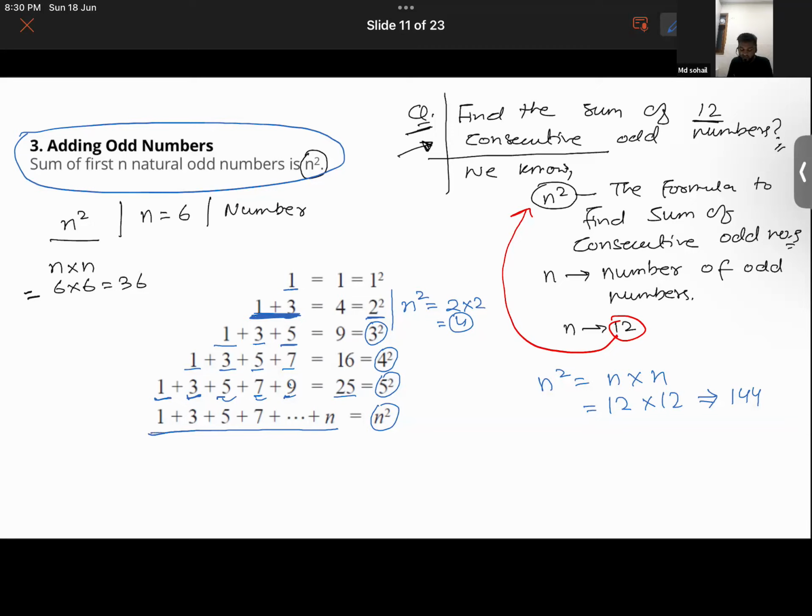Similarly, if you have consecutive odd numbers up to n, their sum can be found using the formula n square. The question could be up to any given odd number. The question here provided 12 odd numbers, hence we know already that the formula required is n square, and this 12 represents the number of consecutive odd numbers. So hence we find it like this.